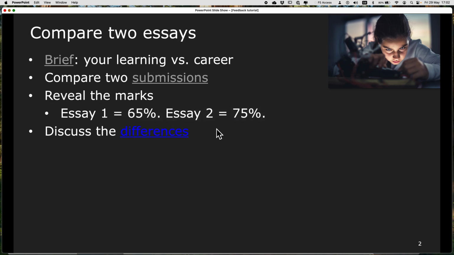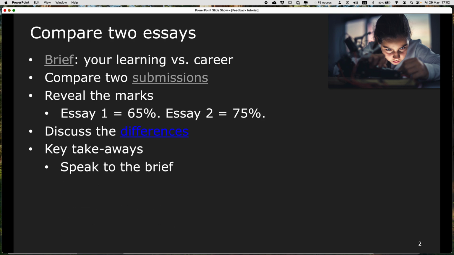So that's a tour through the differences between those two. Both very good pieces of work, but one rose above the other because of the expanse of their knowledge and understanding demonstrated. So that brings us to the key takeaways, which are general bits of guidance for how you can use feedback and how you can think about your performance on pieces of writing and the things that you need to do. Always speak to the brief. People say this all the time. Address the brief. Think deeply about what it's asking you to do.